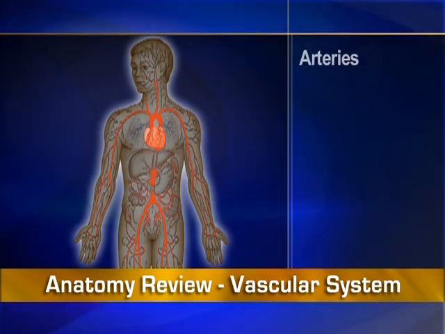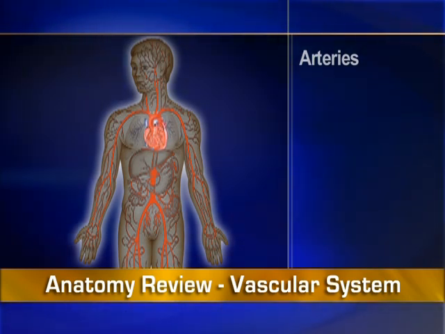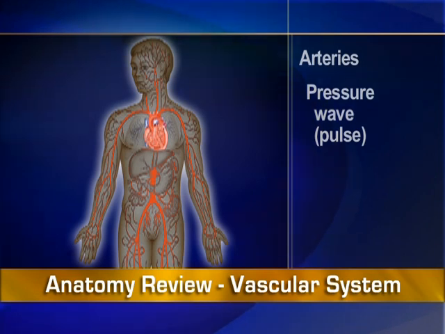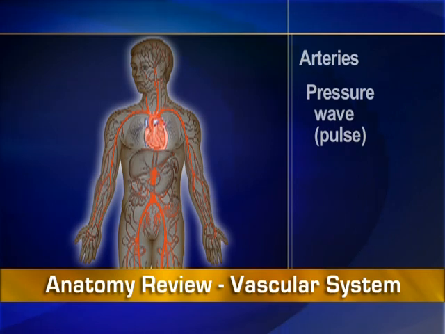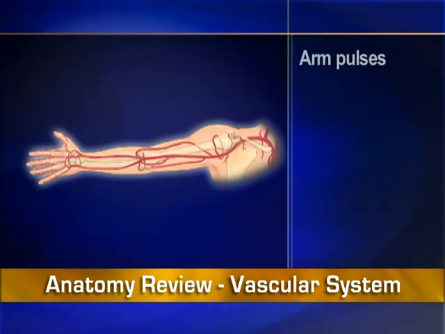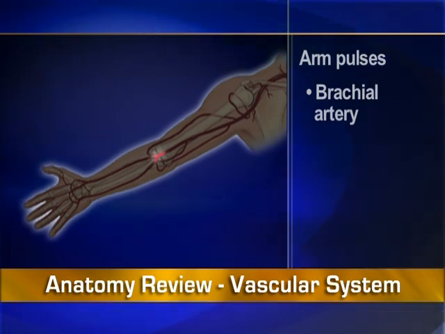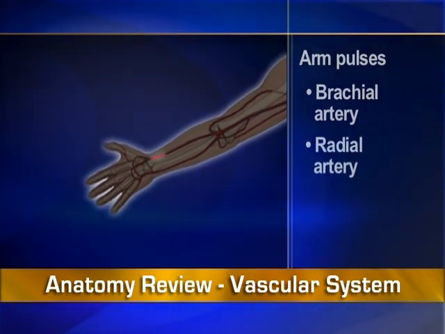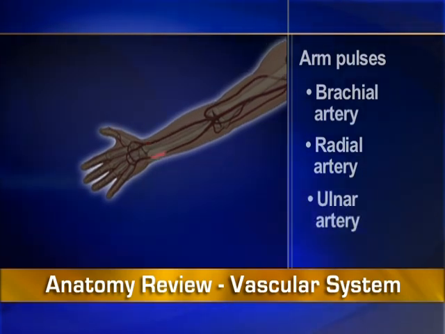Arteries carry oxygenated blood from the heart to all body tissues. Each heartbeat creates a pressure wave that makes the arteries expand and then recoil. However, this pressure wave, or pulse, can only be felt where arteries lie close to the skin and over a bone. In the arms, the pulse is palpable in the brachial artery at the antecubital fossa, radial artery on the flexor aspect of the wrist, and ulnar artery.